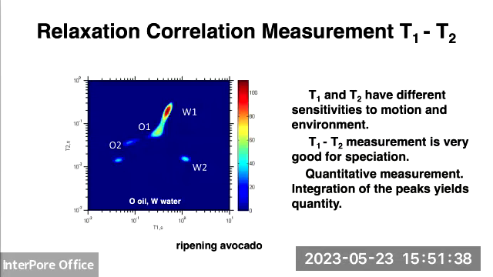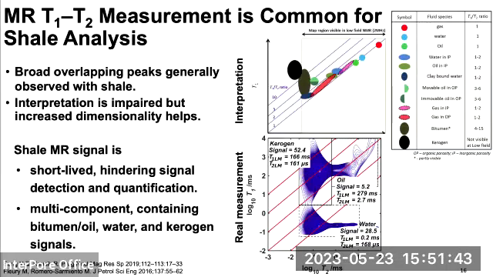So this is obviously an attractive thing to try and do with shales because the shale has water and oil. Magnetic resonance T1s and T2s are good at measuring water and oil in different environments. So it was quite natural that people attempted to do this. And this is done seriously by many people, many companies around the world, because it's the best way to analyze water and oil in shale.